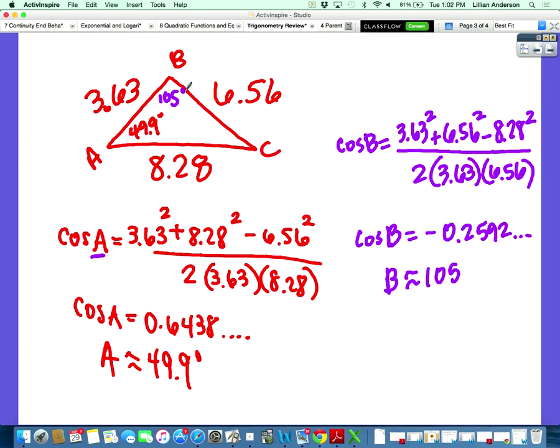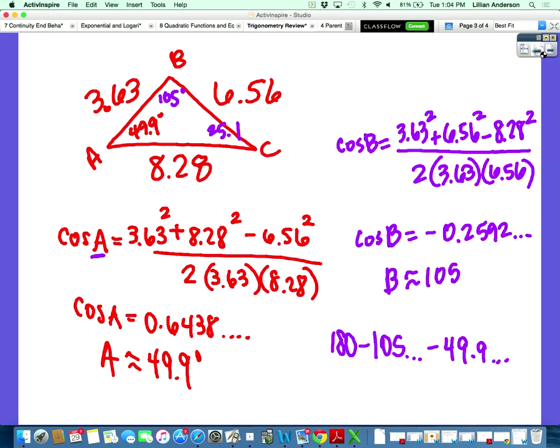Now honestly, I could have done sine rule after I found that one angle, but I'm just practicing cosine rule here. Lastly, there's 180 degrees in a triangle. So I'm going to subtract those 2 angles to get an answer for angle C, which is 25.1. And those should have been your 3 angles.